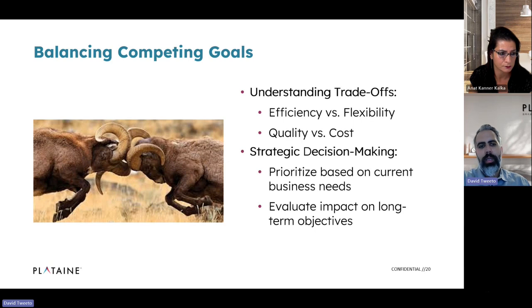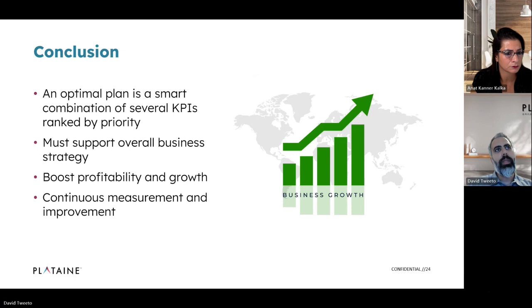And we understand it could be complicated, so let's conclude. Any optimal plan is a combination of several KPIs, ranked by their priority. You need to choose which KPIs you want to focus on. It must support the overall business strategy. Do we want to be always on time, or do we want to be more green, or utilize our resources better? I think it should always boost profitability and growth, or at least support it. And again, you need to continuously measure and improve those KPIs and maybe change them along the way.